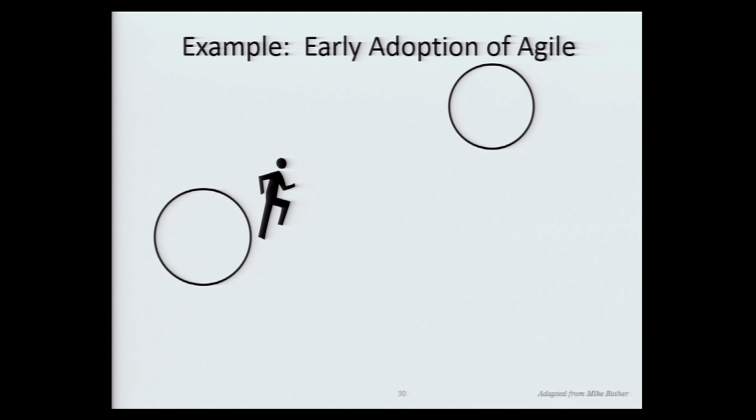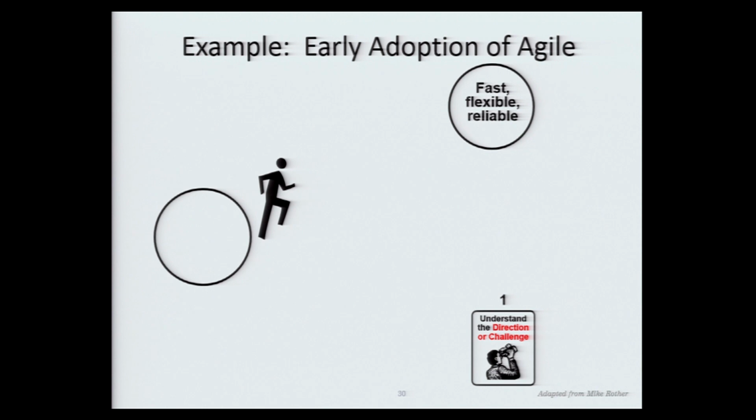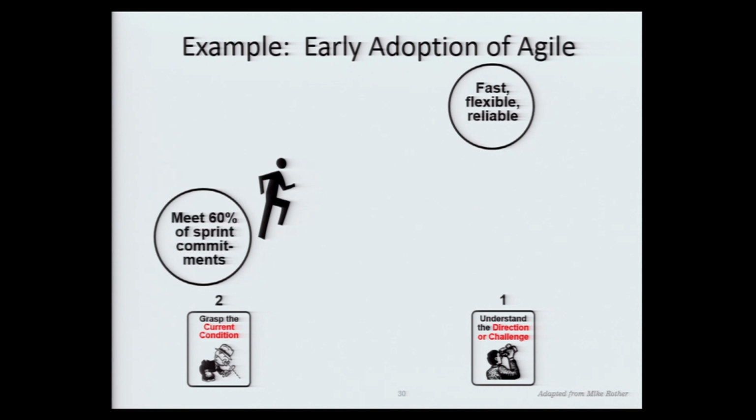So an example with Agile: people who are adopting Agile for the first time usually have a goal around, like, we want to be faster, we want to be flexible, we want to be reliable. I haven't put any numbers in here, but you really want to have some numbers here. How much faster do you want to be? How would you know you were being flexible? What does that mean? What does reliable mean to you? One of the things reliable usually means is meeting sprint commitments, and that's often a struggle for people who are starting out. So what's your current condition? Say your current condition is you're only meeting 60% of your sprint commitments. Not a real happy place.